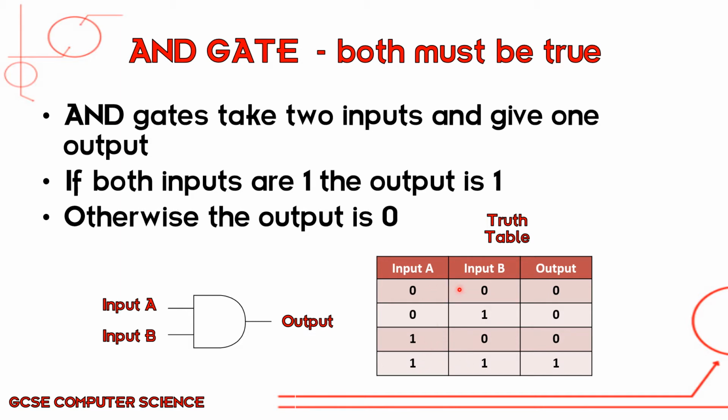So you can either have both of the inputs off. You could have B on, but A off. You could have A on, but B off. And you could have both of them turned on. If both of them are turned on, then the output will be on. But any other combination means that the output is off.